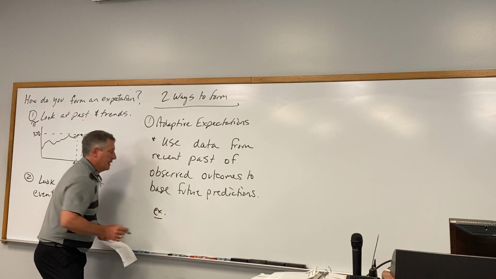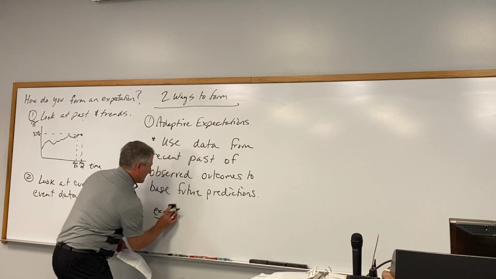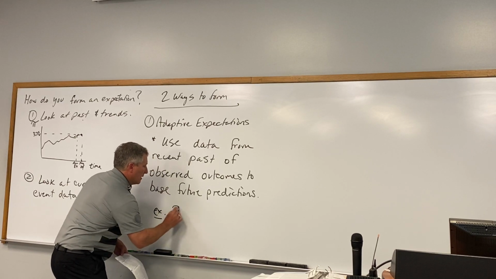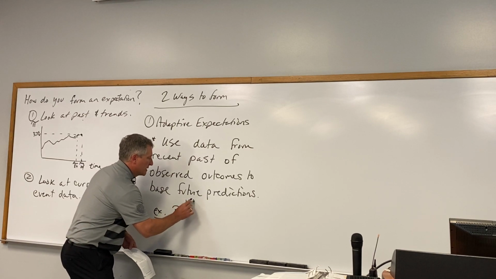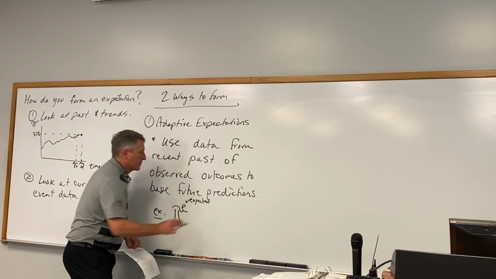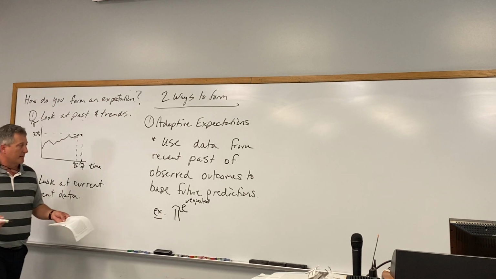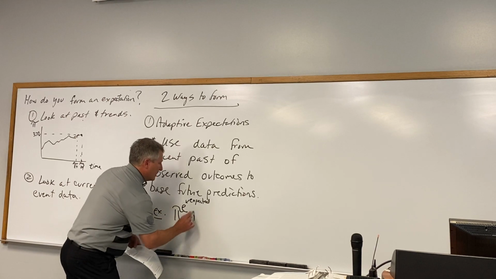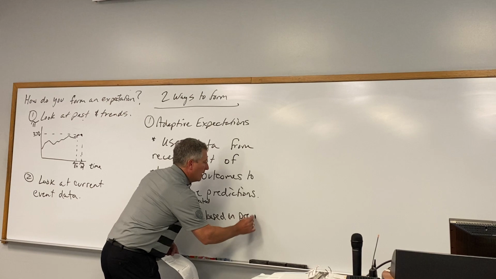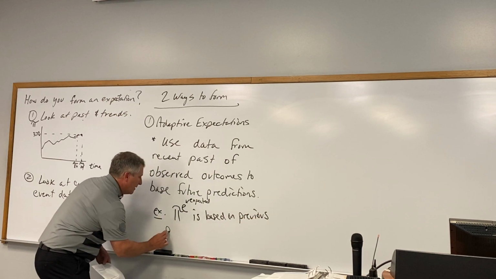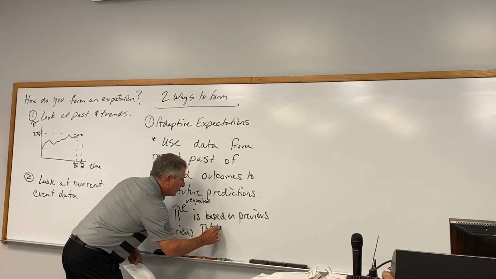So from our example here, our actual or expected inflation rate, so pi e, we've used this in the past. Remember the superscript e is my way of saying expected. So inflation expected is based on the previous period's inflation. That was actual.